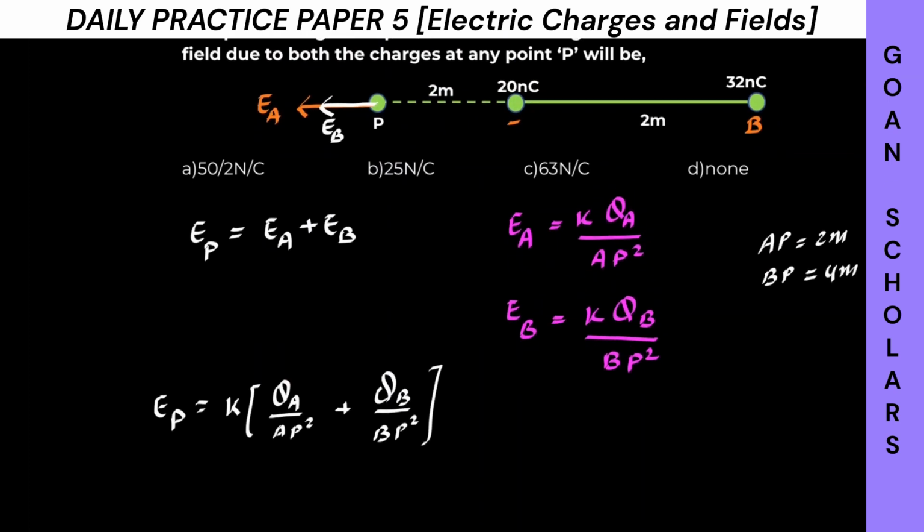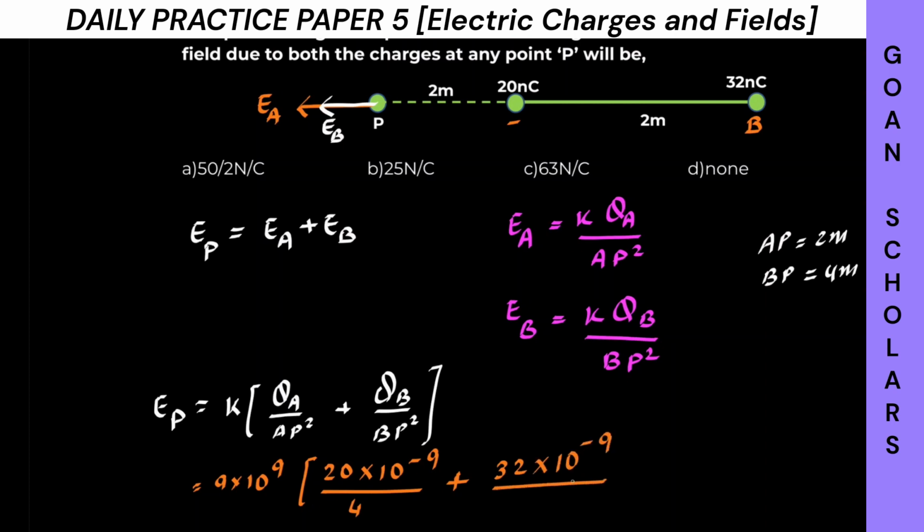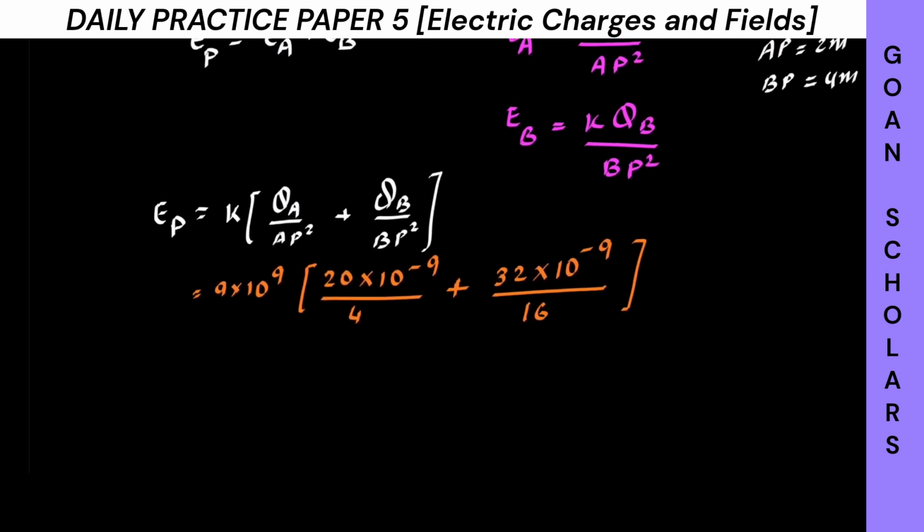Let's substitute here the values and get our final result. So K is nothing but 9 into 10 to the power 9. Charge at A is 20 nanocoulombs, 20 into 10 to the power minus 9 upon separation AP, which is 2 meters, so 2 square is 4, plus charge on B, which is 32 nanocoulombs, 10 to the power minus 9 upon separation 4 square, which is 16 meters.